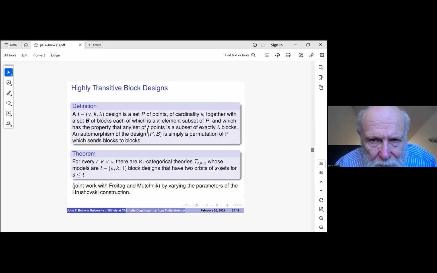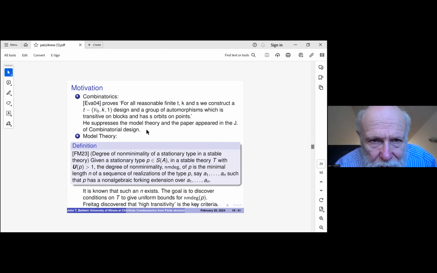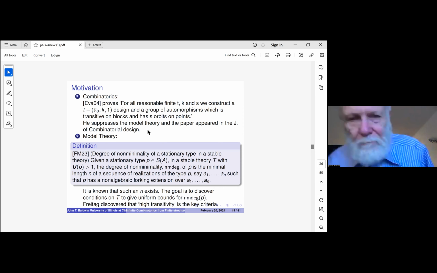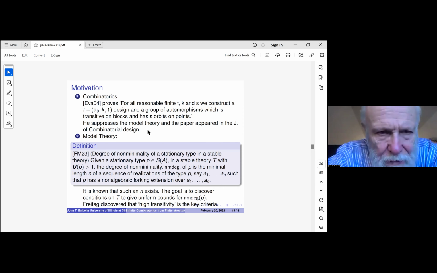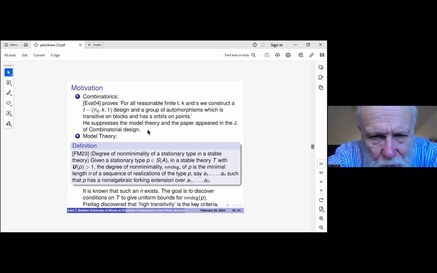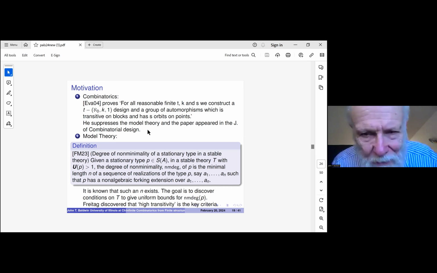So, sorry, just make sure I haven't skipped the slide. Yeah, no, the motivation comes from a paper of Evans in 2004. This is David Evans. Trevor Evans shows up later. What David says in his introduction is, for all reasonable finite T, K, and S, we construct a T Aleph 0 K1 design and a group of automorphisms which is transitive on blocks and has S orbits on points. Now, he suppresses the model theory in his paper and published it in the Journal of Combinatorial Design.